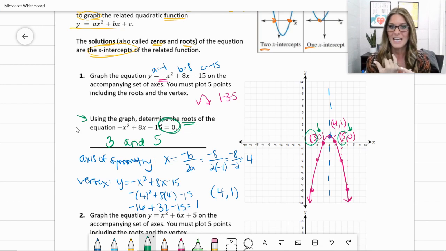Or they could have also said, hey, find the solutions to this equation. They're still talking about those x-intercepts. So roots, solutions, x-intercepts, or zeros. So lots of vocabulary there that all means the same thing. Let's look at number 2.